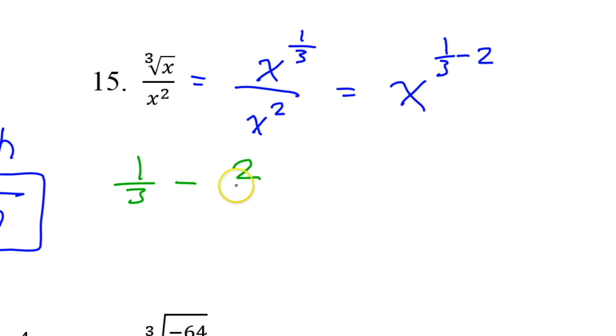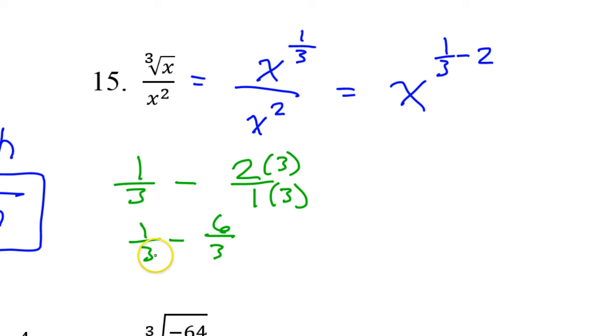Look at it like it's a 2 over 1. And then make like denominators. So this would be like 3 and 3. So this would be like 1/3 minus 6/3. What's 1/3 minus 6/3? That's negative 5/3. Okay, so that brings us back to the problem. So this gives us x to the negative 5/3 power. Now remember, negative exponents do not give you negative numbers.